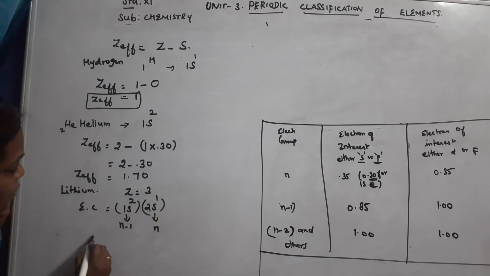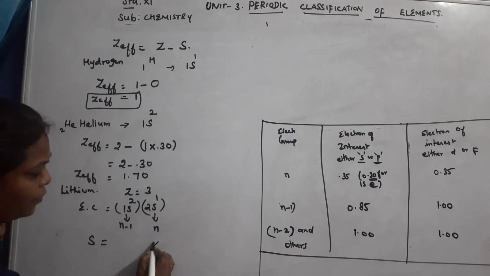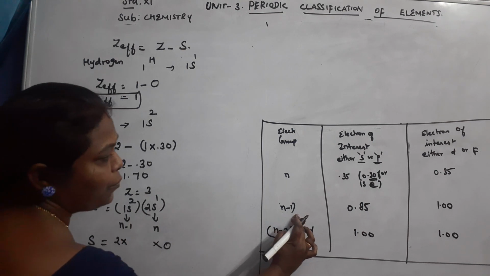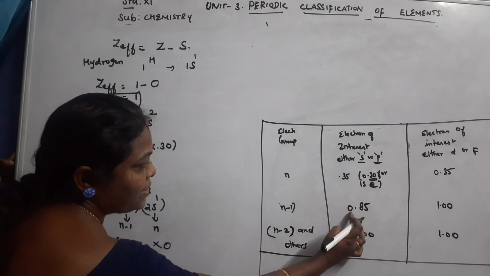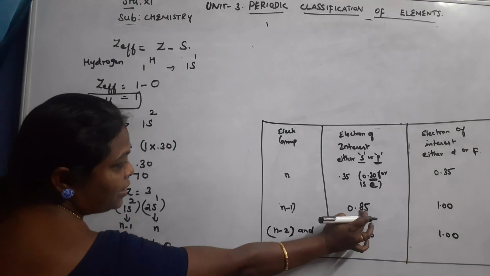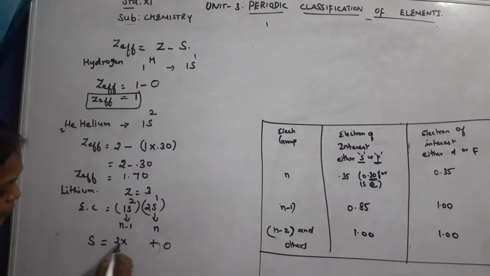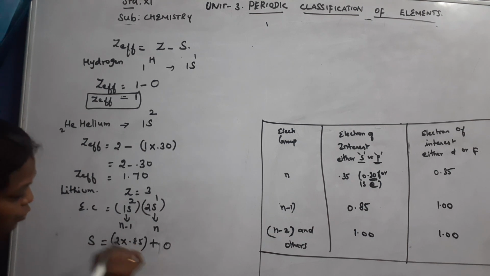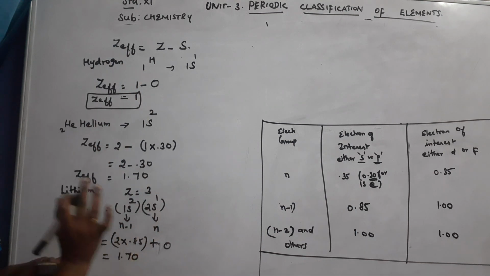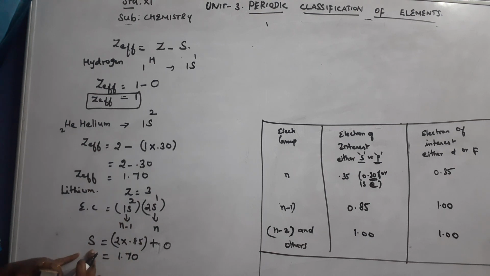How do we calculate the S value here? For n there is no other electron, therefore 0. For n minus 1 it contains 2 electrons. So 2 into, for n minus 1, where the electron of interest is in s or p, the contribution is 0.85 per electron. Therefore 2 electrons are here, 2 into 0.85, which is the shielding effect, 1.70. These are the steps we follow to calculate only the S value, that means the shielding effect value.